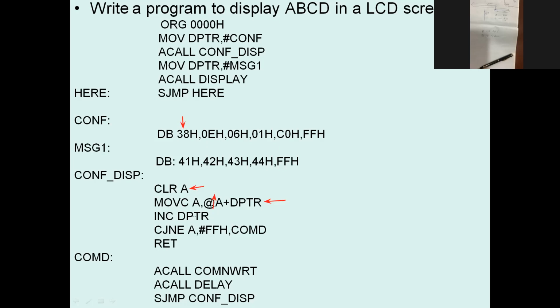Next, INC DPTR, so DPTR will be increased. Now DPTR is pointing to the next location, 0E. Very good. Next, CJNE A, #0FFH. What are the contents of the accumulator? 38H. Does 38H match with FF? The answer is no. So coming into the command word, first it jumps from this line to that line, then returns to the ACALL command word.